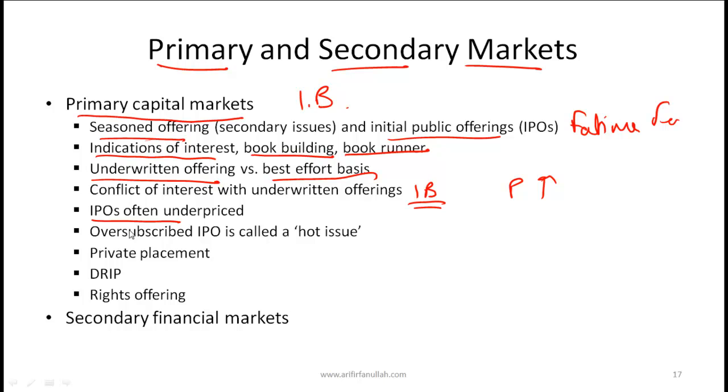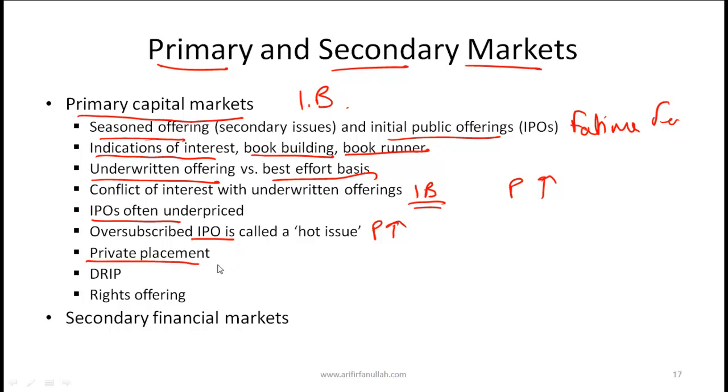However, if there is tremendous interest in an IPO, where let's say 1 million shares are being issued initially, but there is a demand for more than 1 million shares, this is called a hot issue. A hot issue is an indicator that once this goes public, the price is going to go up, since the demand for the issue is more than the supply.